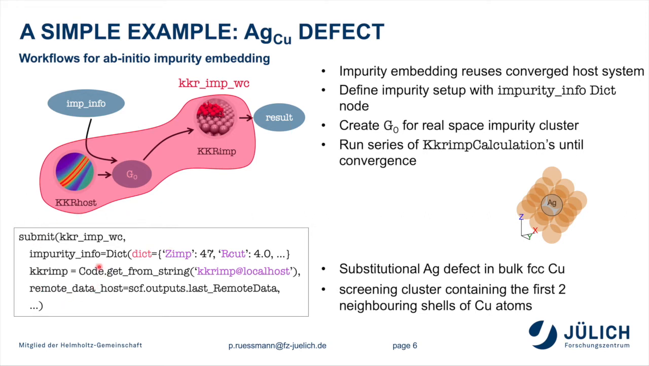And I want to draw your attention to this impurity info node. Here we define the type of impurity. We say our nuclear charge is 47, which is silver. And we define a cluster radius here, 4 angstroms, which is the silver atom here in this copper matrix, and the first 2 shells of neighboring copper atoms around it. And here in the last line, we also connect to the previous result of the KKR SCF workchain and link here the output of this workchain.